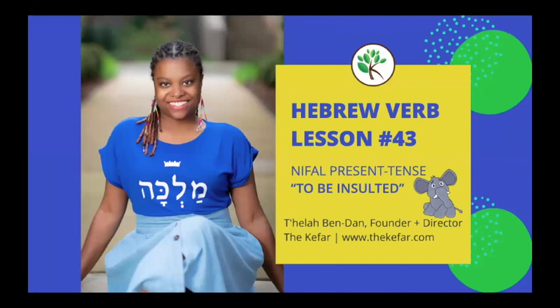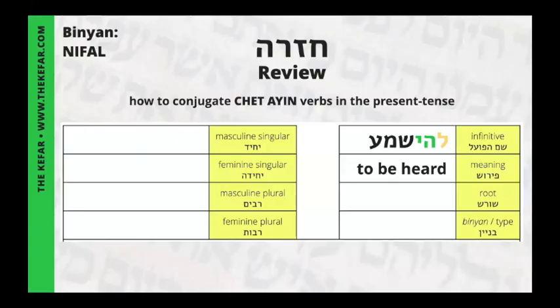This is Hebrew verb lesson 43, and we are continuing to learn how to conjugate Nifal verbs in the present tense. But first, as always, we're going to review the exercise verbs from the last video, lesson 42, where we learned the chet ayin pattern for Nifal verbs that end in chet or ayin.